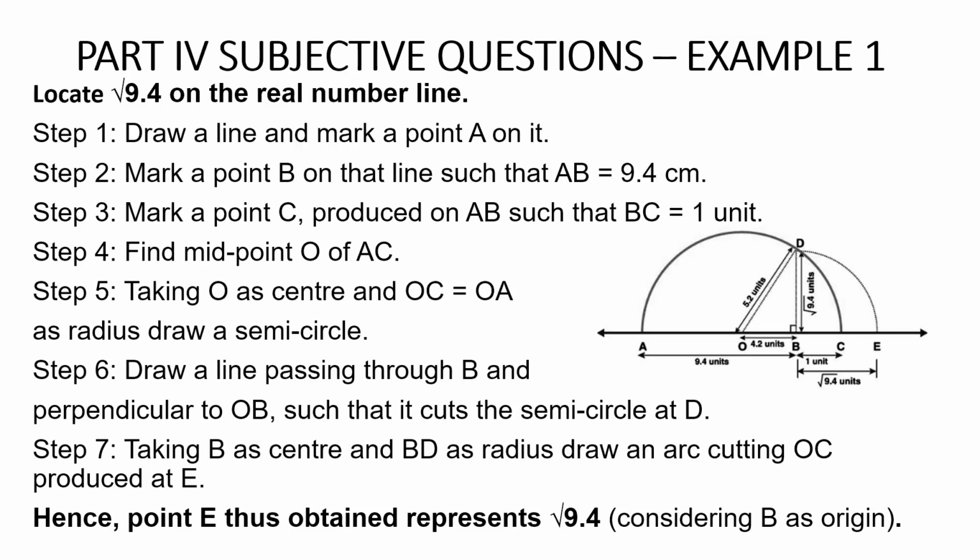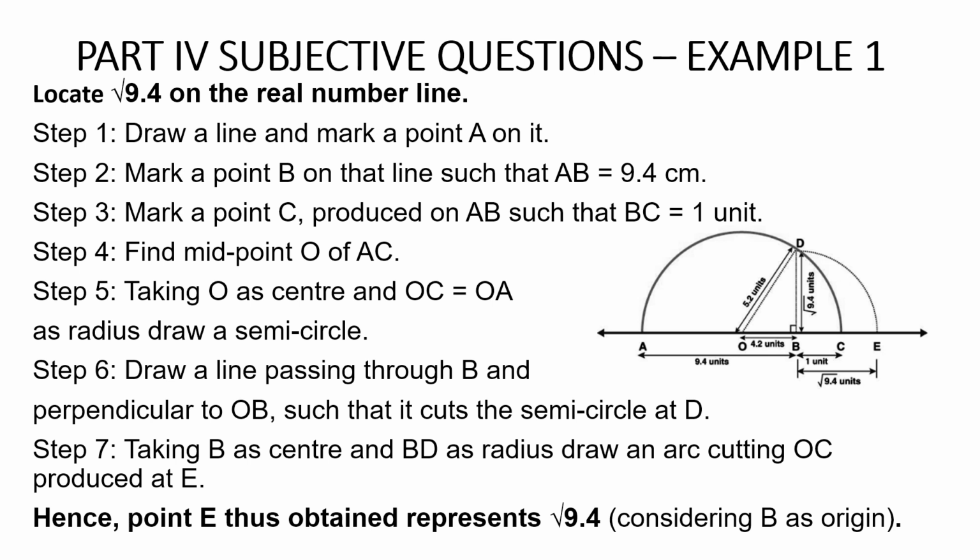Now some subjective questions. Locate root of 9.4 on the real number line. We know that we can always represent an irrational number on the number line. This is the procedure. Draw a line and mark a point A on it. Mark a point B on the line such that AB is equal to 9.4 centimeter. Correct? Mark a point C produced on AB such that BC is 1 unit. You can see in the diagram BC is 1. Find midpoint O of AC.